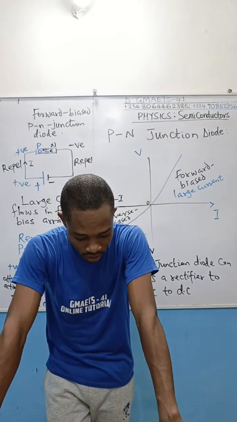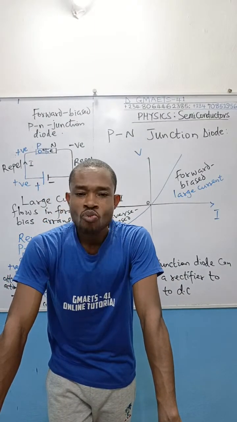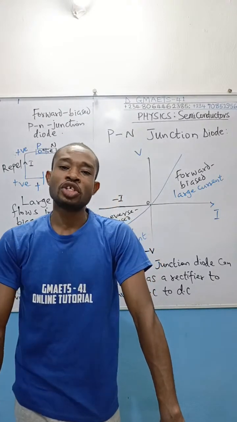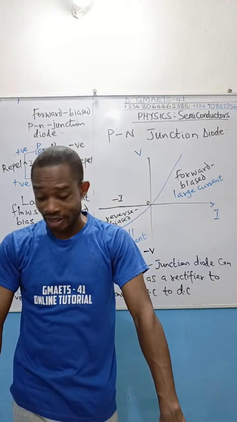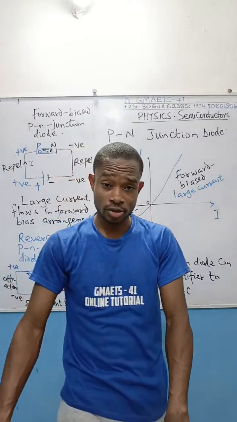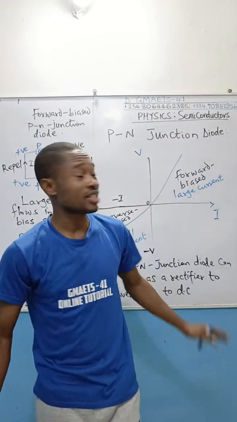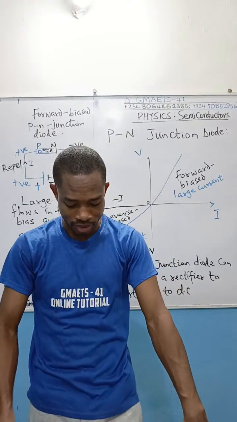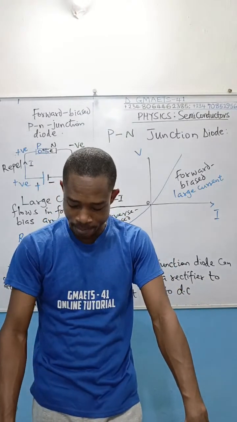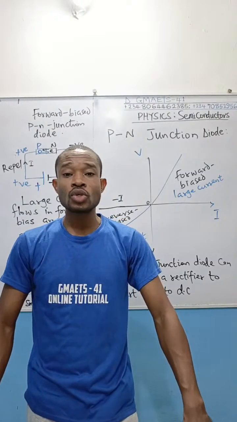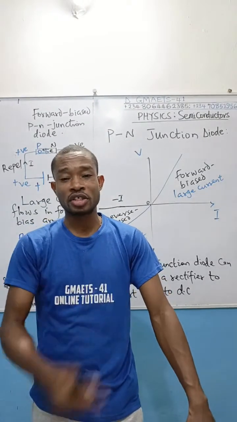I said we were going to solve some questions. Meanwhile, some advantages of the PN junction diode, you are expected to know that. And don't forget, I've told you that the PN junction diode is a non-ohmic material. I think I mentioned that earlier. So what are some advantages of this PN junction diode?